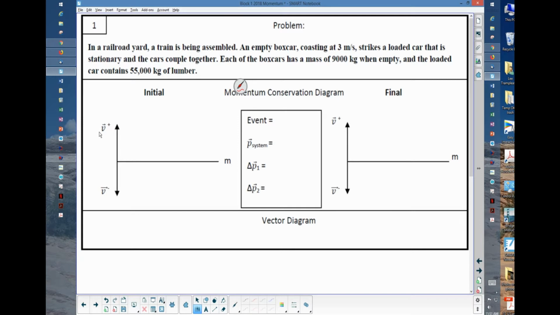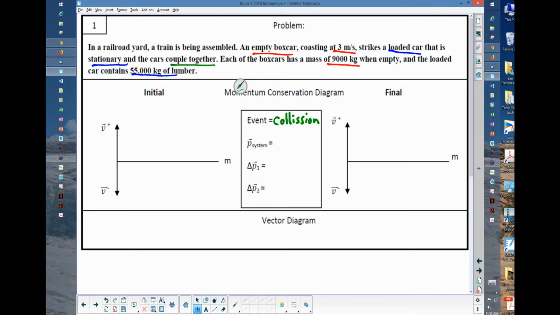First, we read the problem and we're saying, okay, we've got an empty boxcar. Let's call that the red one, moving at 3 meters per sec. The empty boxcar has a mass of 9,000 kilograms. And then let's take the other car, the loaded car, that is stationary. The loaded car has a mass of 55,000 kilograms. So we want to look at what's our event. Our event is the collision, where they stick together. Okay?